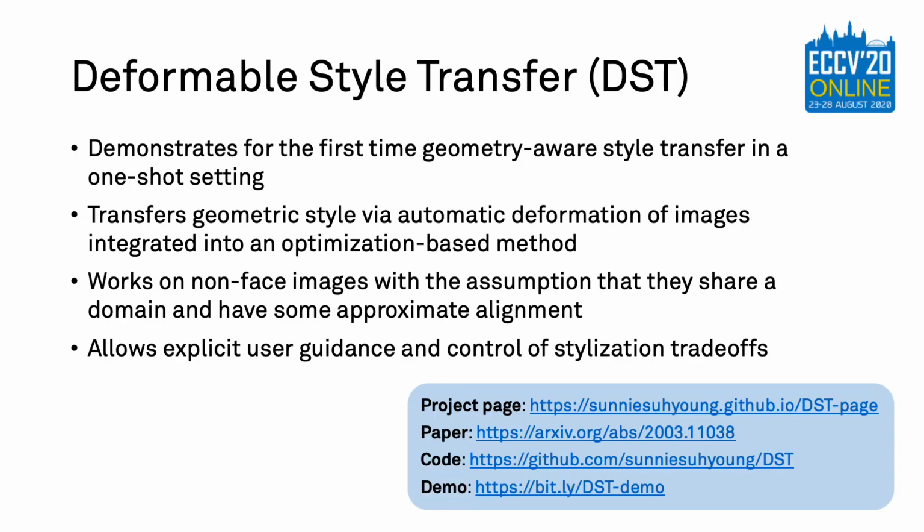In summary, as far as we're aware, we demonstrate for the first time geometry-aware style transfer in a one-shot setting. We do this with automatic deformation of images integrated into an optimization-based method. And in contrast to previous works that are limited to human portraits, our method works for images in other domains with the assumption that they share a domain and have some approximate alignment. We also allow explicit user guidance and control of stylization trade-offs.